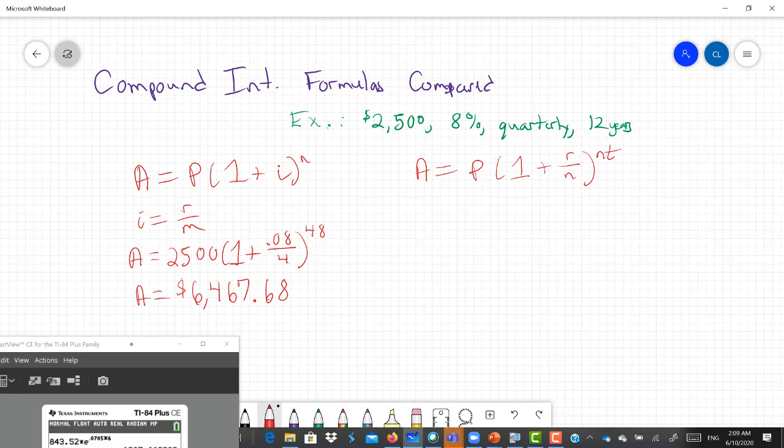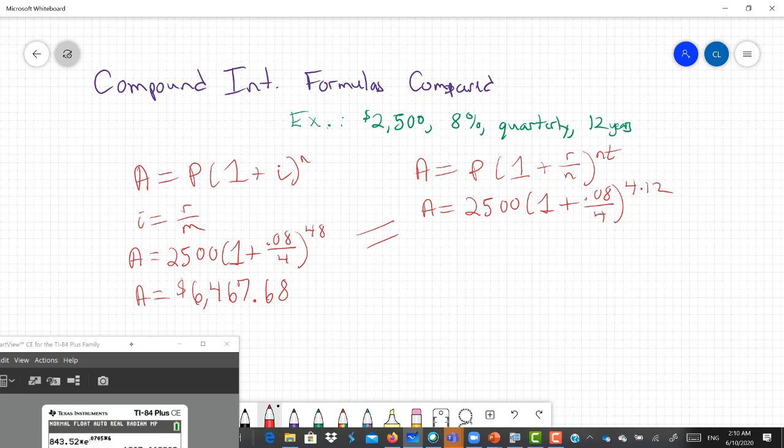What your book tries to do, I think, by using I, is simplify the formula. And I think by trying to simplify it, they actually make it more complicated in the long run. But that's just my thought. I might be wrong. But we can do the same thing here and plug in our values. So A equals 2,500 times 1 plus our interest rate, 0.08, over N, which is 4, and then up here, N is 4 times T, which is 12. Hopefully you can automatically see that these two things equal each other, because 4 times 12 is 48. So clearly I'm going to get the same result either way.